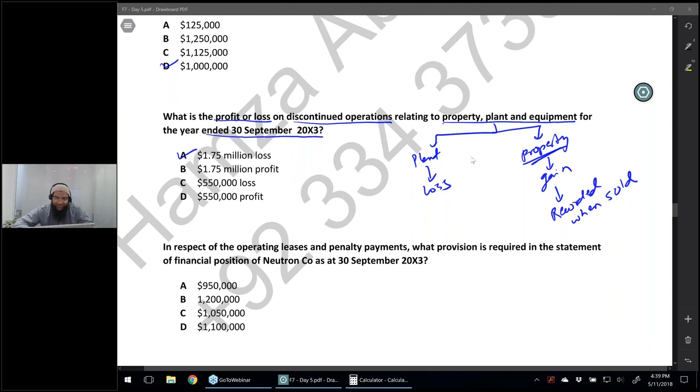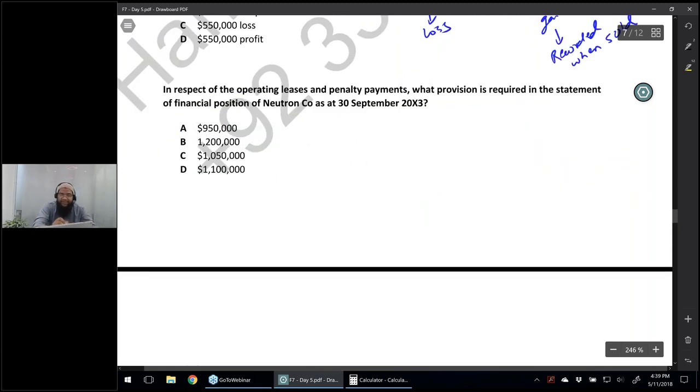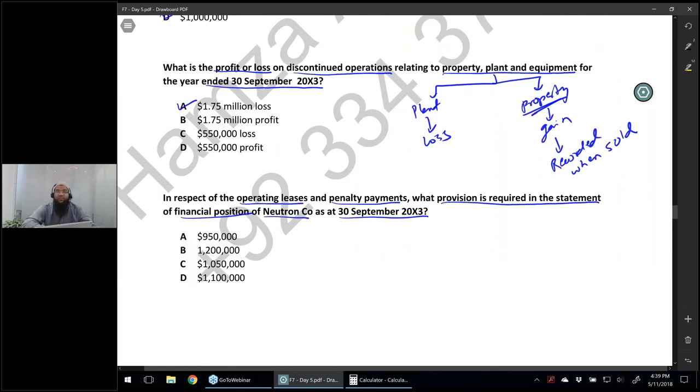Okay, yes, Alvin, your question. So let's go on to the next question. The question says that in respect of operating leases and penalty payments, what provision is required in the statement of financial position of Neutron Company as at 30th September 2023? So now we are talking about operating lease and penalties, probably which are the rest of the two paragraphs.